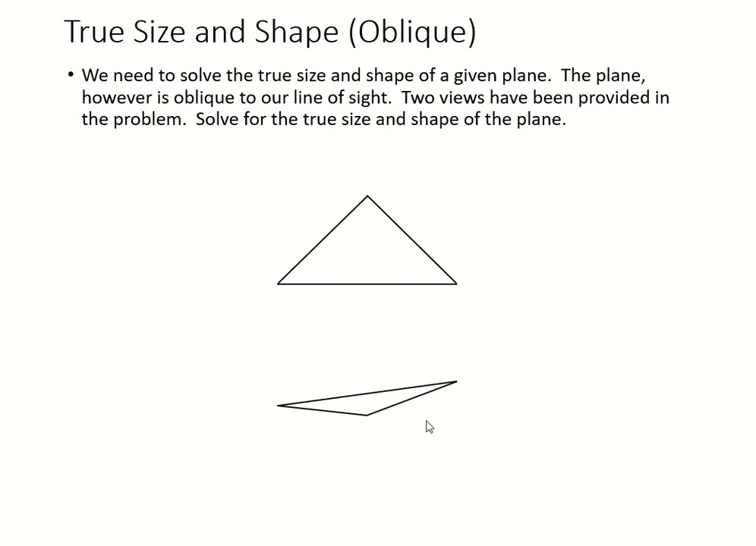If I project it from here to there or from here to there, am I going to get a line? No, you can't. Right now you can't see it, but the more you draw, you will be able to say right away by looking at the two views, oh no, I'm not going to get an edge view. So if you don't get an edge view in any other planes, you're dealing with oblique. Right now the problem is just telling you it is oblique, which makes your life easier. So we're going to solve the true size and shape of the plane.